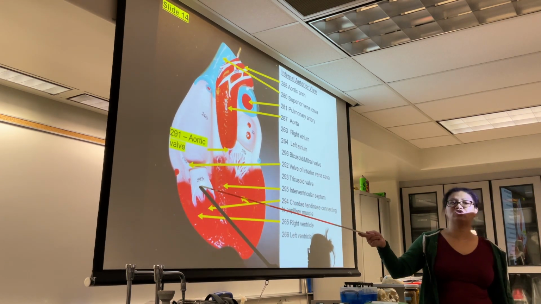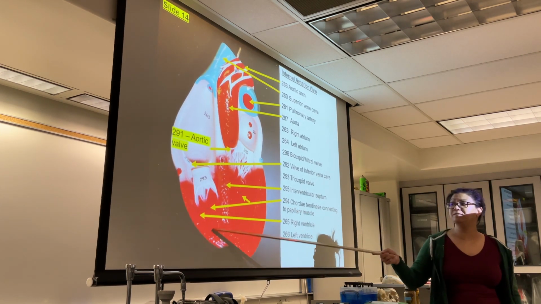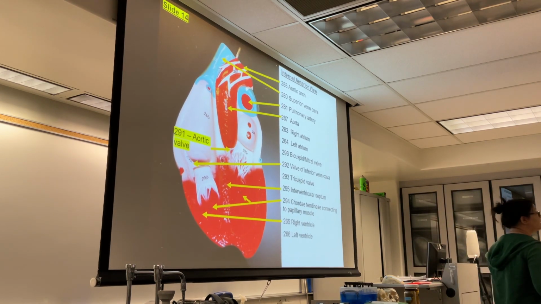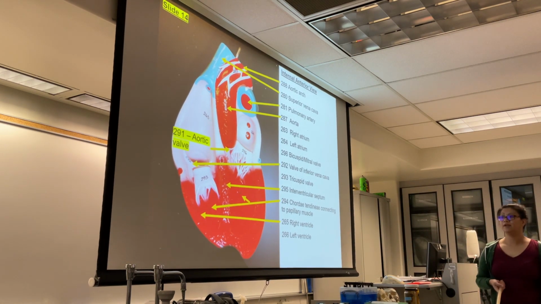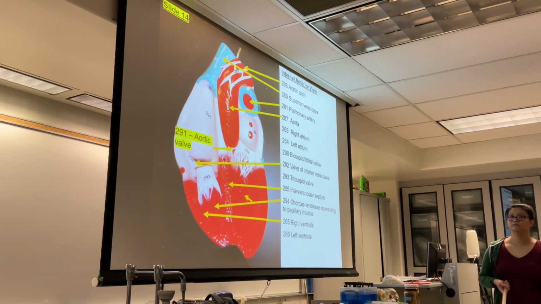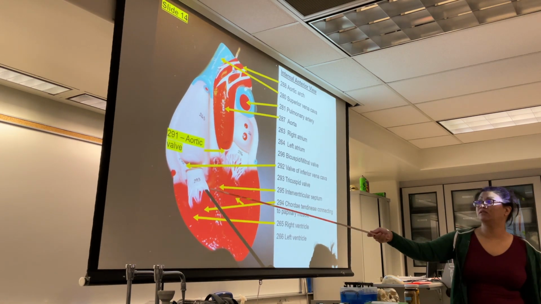This one is your tricuspid valve. Tricuspid. This is going to be on the right side of the heart, in between the right atrium and the right ventricle. Everybody good? What was 293 again? This is the tricuspid. Okay.